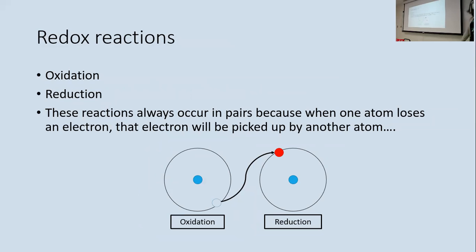Generally speaking, and particularly in biological systems, these reactions always happen in pairs, right? Because if you're in a system and some atom loses an electron, you've got this little charged particle. It's going to stick to something. So invariably, some other atom or molecule is going to pick up that electron. So oxidation happens, and pretty much always reduction happens shortly thereafter.